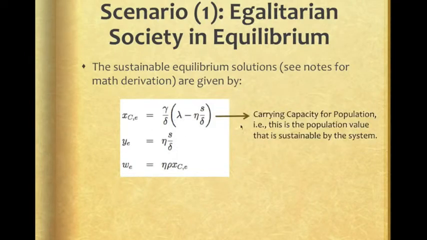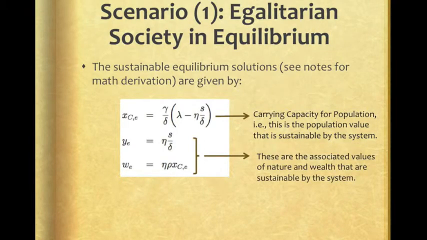So this value of population at equilibrium can be interpreted as the carrying capacity for population, the population value that is sustainable by the system. These two are essentially the associated values of nature and wealth that are sustainable by the system. So this set of population, nature, and wealth are sustainable under these conditions. So you can reach sustainability and avoid collapse in this case.